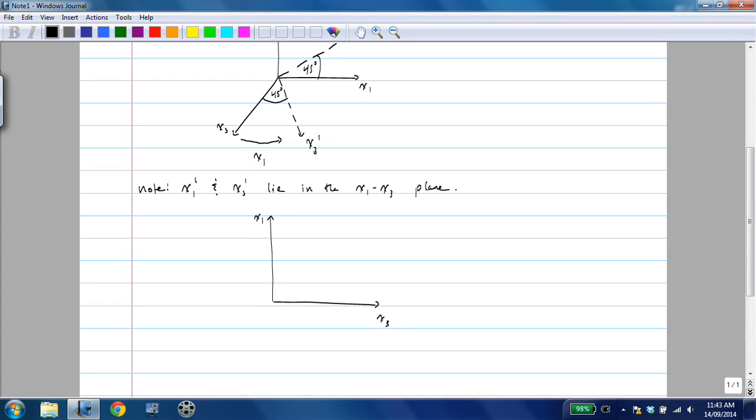Really, our new vector here, I'll choose a different color. I'll choose green. So our x3 prime vector will look something like this, and there'll be an angle of 45 degrees from the x3 axis. And there's also x1 prime, so this is 45 degrees here, and this is 45 degrees here.